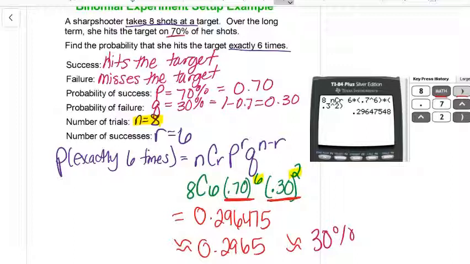So probability tells me 70% chance she'll make the shot. Binomial probability tells me if she takes 8 shots, the probability that she'll hit exactly 6 of them is 30%. So that's what this formula is giving me, those binomial probabilities.